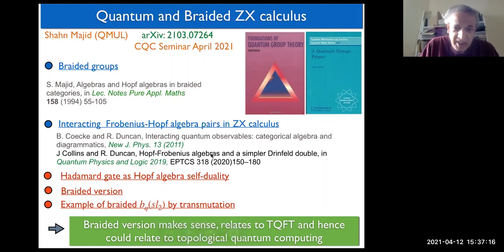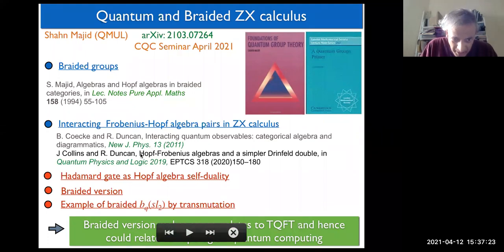There are lots of other papers to be cited. In the paper itself, I cite everything that anybody's ever told me that I should be citing. So many of the people in the audience, your papers are probably there as well, if relevant. If not, let me know.